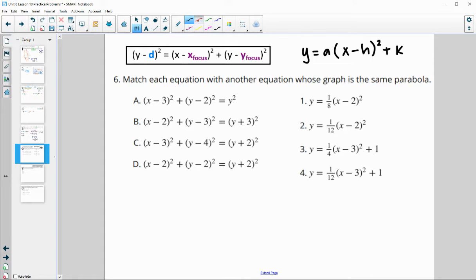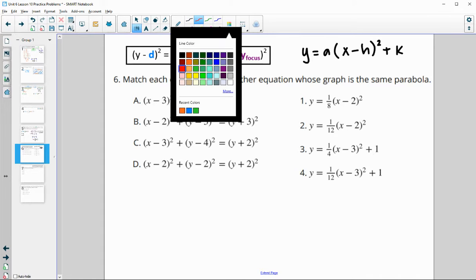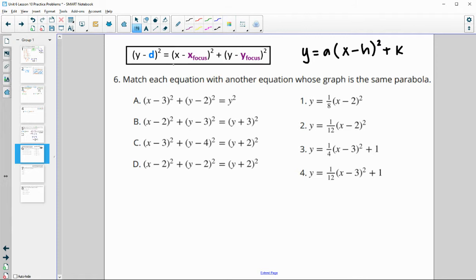So when you were rewriting in vertex form, this x component matched in both. So this was unchanged. So this part should be the same in both equations before manipulating. So if you want to narrow down your solutions here, we should see the x minus 2. And if it doesn't say x minus 2, it doesn't match with it.